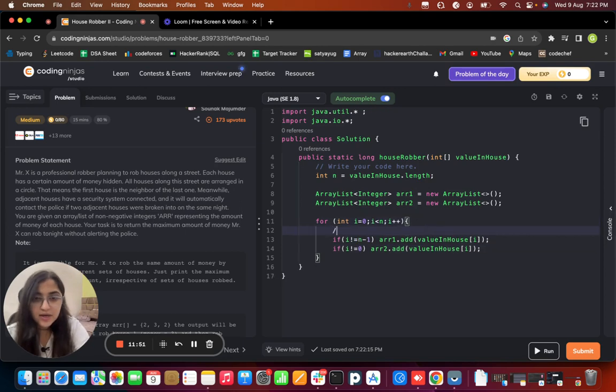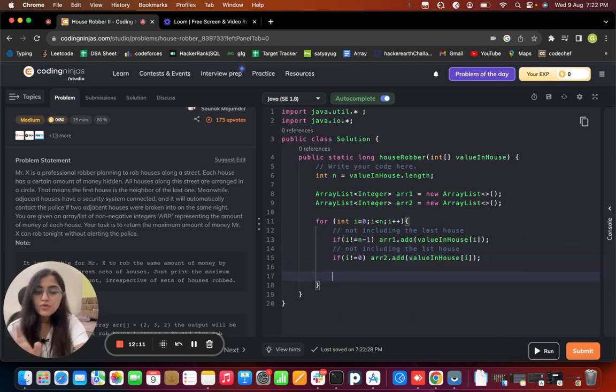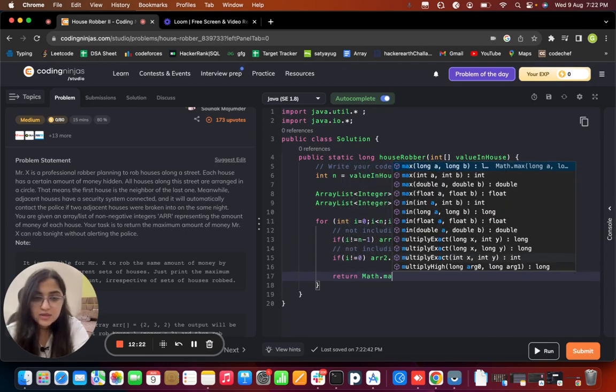Got it? And let me write this out. In the first case we are not including the last house. Got it? And in this case we are not including the first house. Got it? And now what we want to do is we just need to find the maximum of these two cases, right? So we'll just return the maximum of these two arrays.